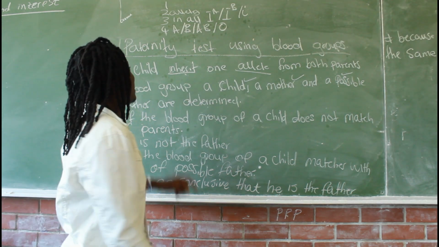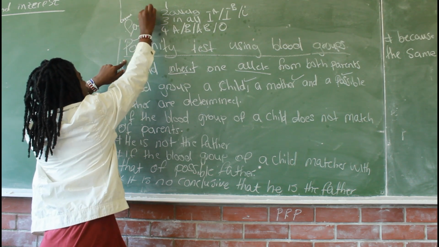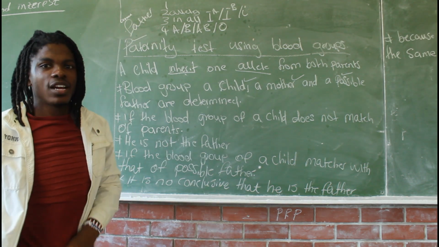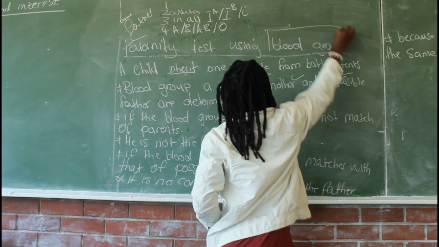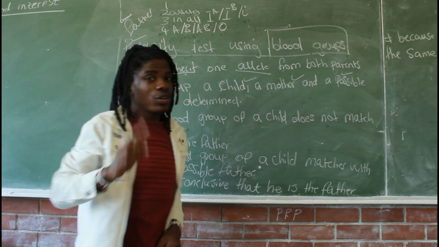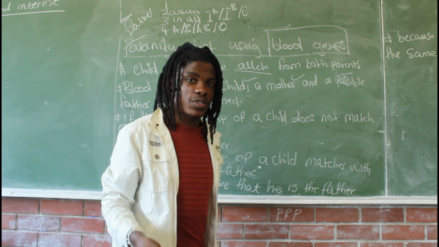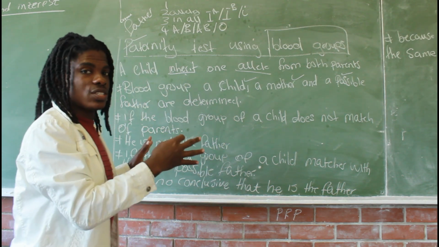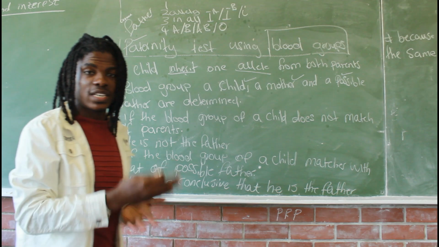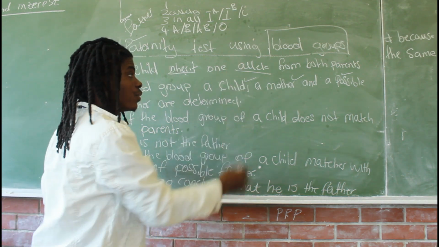When we are testing for paternity, that means we are looking for the father. So we are looking for the father using what? Blood groups. We are not using a DNA profile. We are using blood groups. This is how you write or describe paternity testing using blood groups.